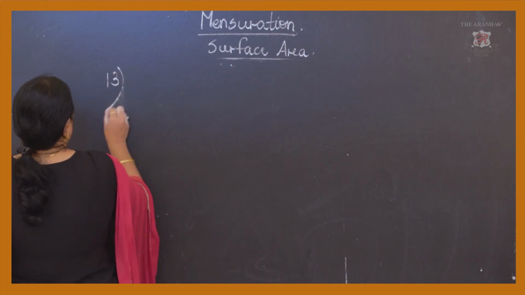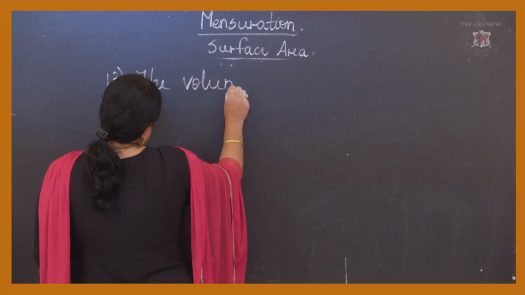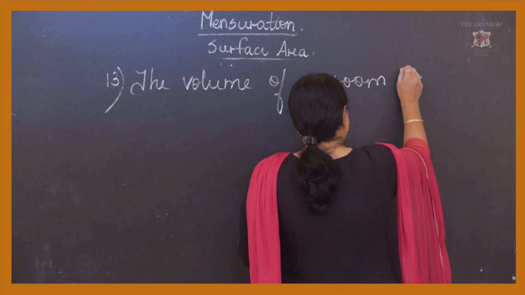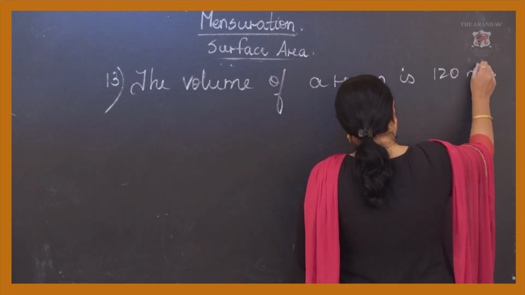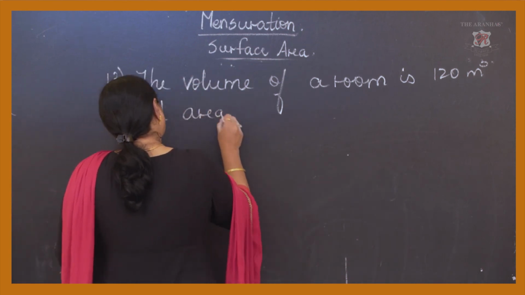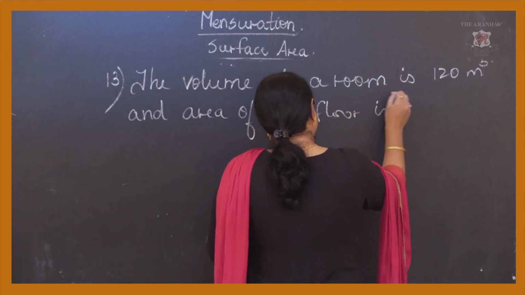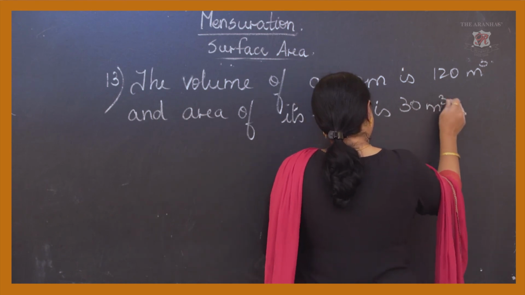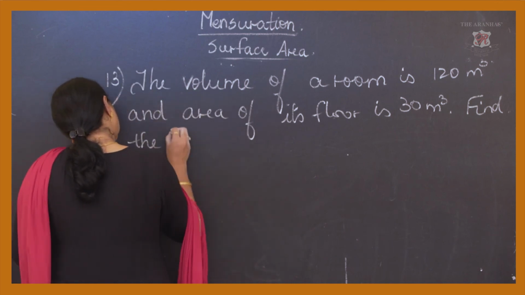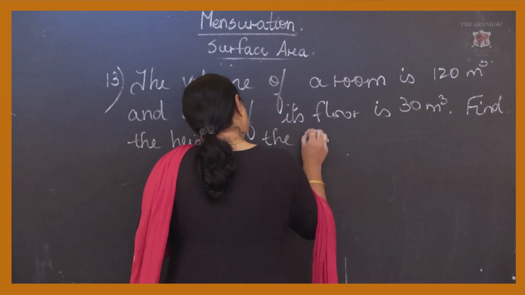Next, the volume of a room is 120 meter cubed and the area of its floor is 30 meter squared. You have to find the height of the room.